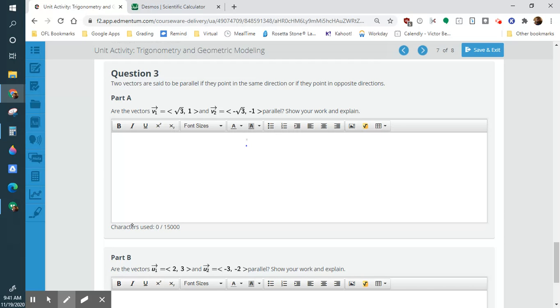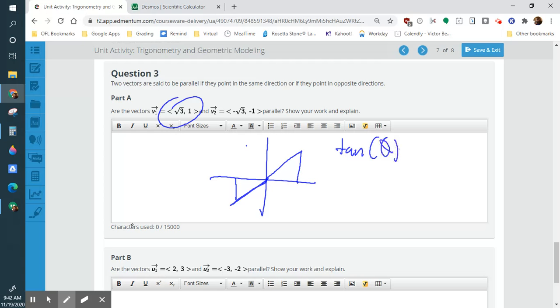All right, so first things first, I need to figure out my degree. Let me do the first one first. So I'm doing vector 1. For vector 1, I'm going to say that tangent of theta, and I can just call it theta because I'm not going to subtract or anything. Tangent of theta is equal to 1 over square root of 3. So in other words, theta equals tangent inverse of 1 over square root of 3.